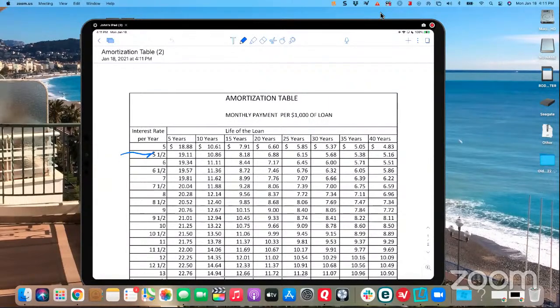So this would be our 5.5%. See that right there? And this is the 15-year. So when we look at this, we need to look at this number right here. You would basically just go to the 5.5, go over to the number of years, and then that's the number you're going to plug in. Now this is $8.18 per 1,000 of the loan. So we need to take 220,000 times 8.18. Okay. And my calculator is right here.